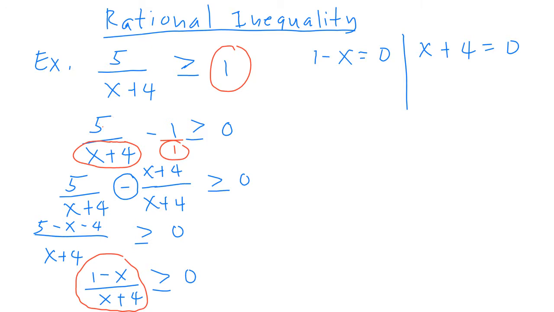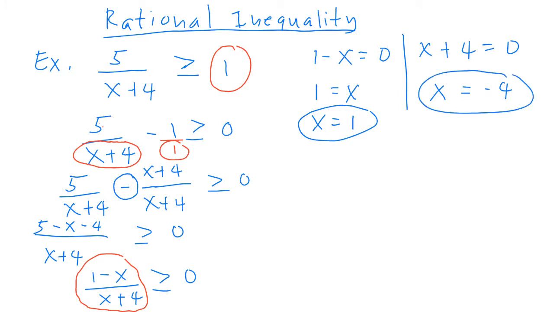So 1 is equal to x, or x is equal to 1. So that would be the answer for the first one. And then x here is equal to negative 4. We're just moving forward from left to right, becomes a negative. So we have those answers.